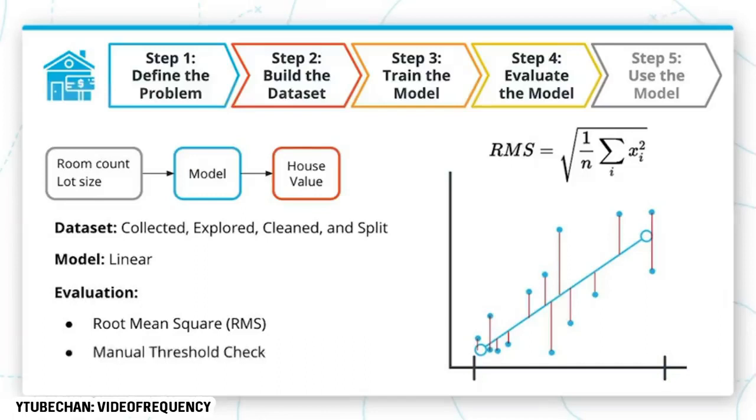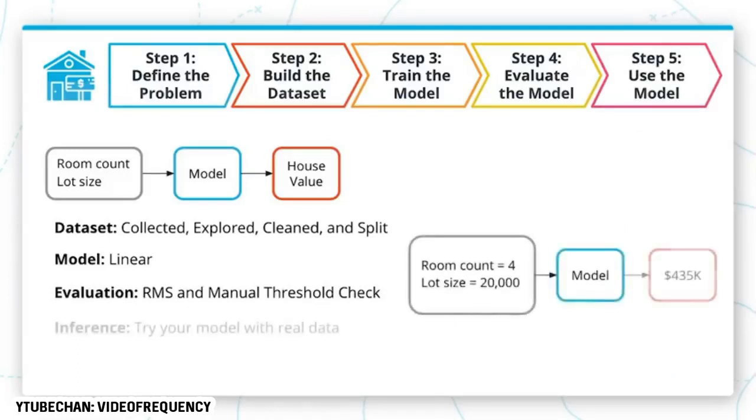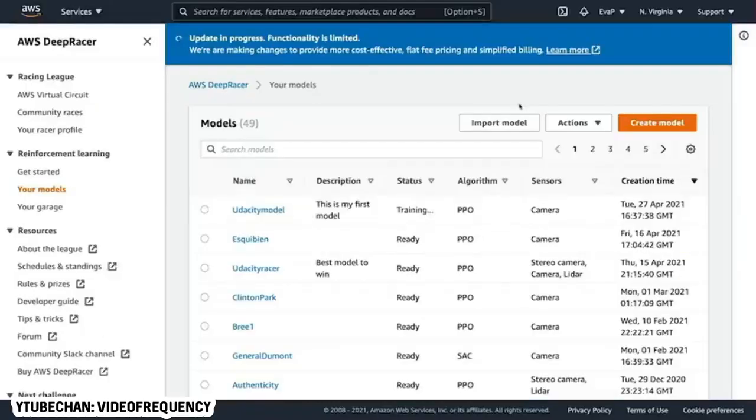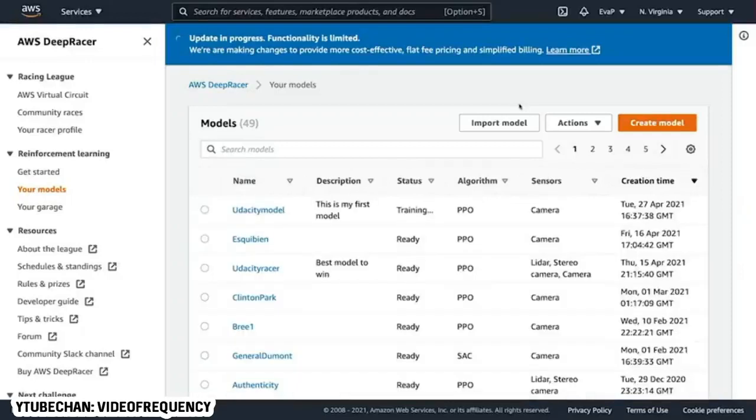As a sanity check, you manually count how many predictions were off by some threshold, 50,000 let's say, and determine that your model is pretty accurate within this range. You now use this model to predict the house value for other houses on the market. As you see in this example, we can pass any room count and lot size we want to predict a new home value.